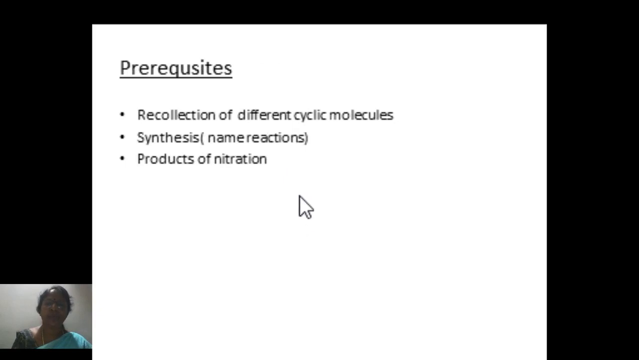Prerequisites: there are different cyclic molecules. Simplest among are alicyclic, aromatic. Under alicyclic we have homocyclic and heterocyclic. Among the heterocyclic we have 5-membered, 6-membered compounds, and fused heterocyclic compounds are those where two rings fuse together. The synthesis reactions can be learned under name reactions and how they form products upon nitration.